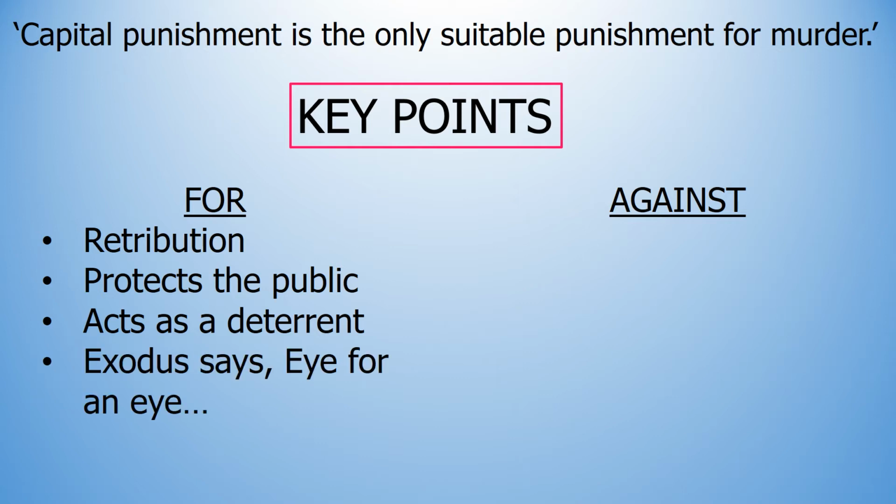A religious link: I've taken this one from Christianity, but obviously you're going to use them according to whatever religions you are studying. In the book of Exodus, in the Old Testament, I'm sure you're aware of the eye for an eye, tooth for tooth, life for life. So that would seem to support the idea that if you murder somebody specifically, then a suitable punishment would be equal to that, which would be death.